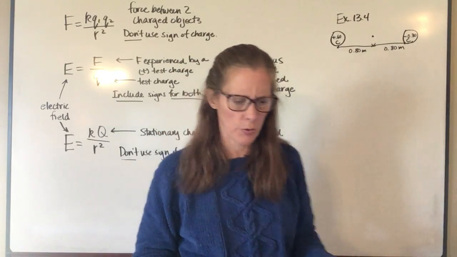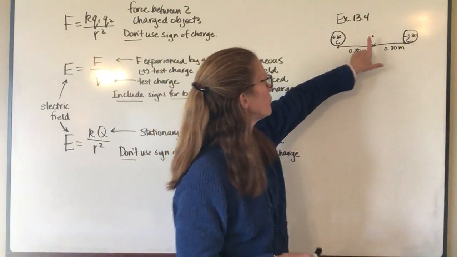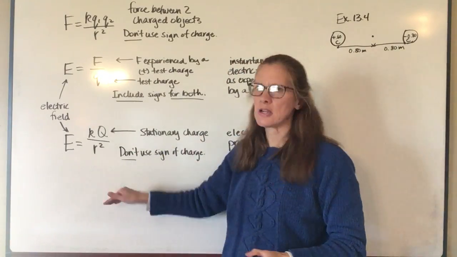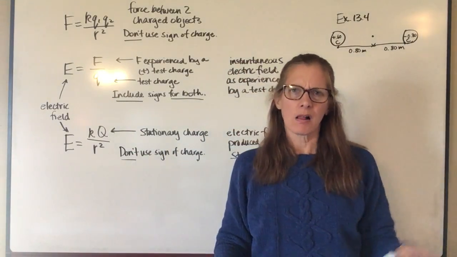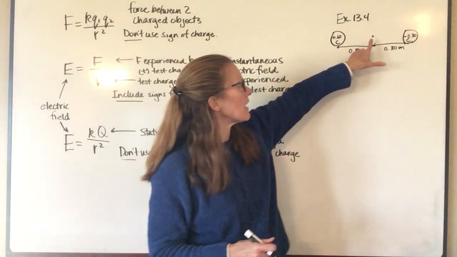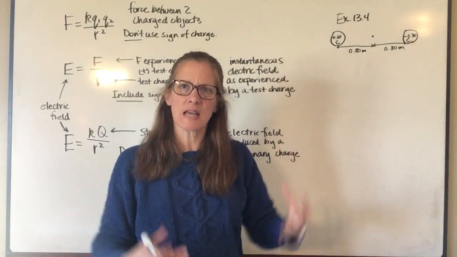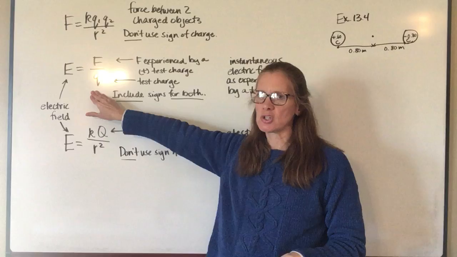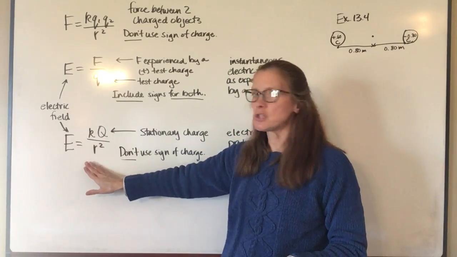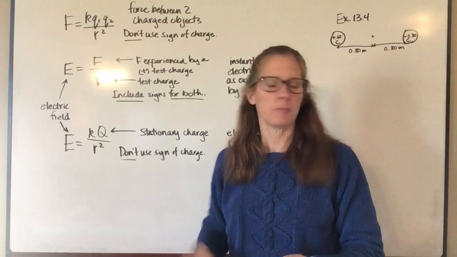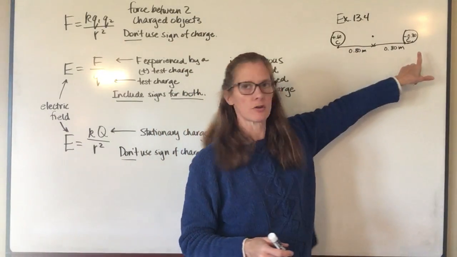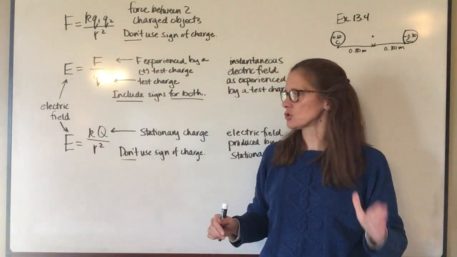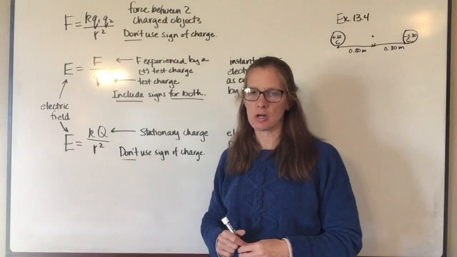So if I'm asked to calculate the electric field at this particular point right here, which one of these equations should I use? Well, I'm calculating the field at this particular point. They didn't tell me anything about a test charge, so if I don't know anything about a test charge, this equation isn't going to do me any good. I'm going to have to use this one instead because both of these charges are stationary, and so I'm going to be able to calculate the electric field at some certain point away from these stationary charges.